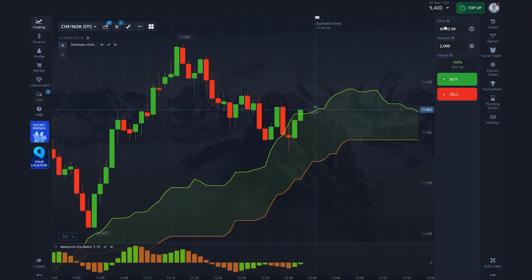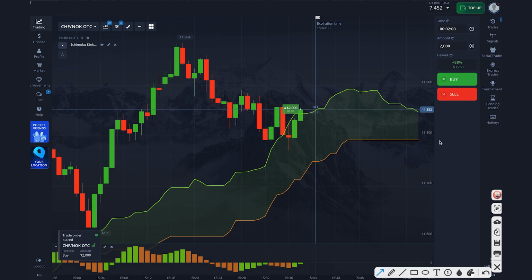I see a clear signal. Expiration time, 2 minutes. Open a sell trade for $2,000. The chart shows a confident downward movement, and all indicators clearly support the entry, making this the perfect moment to trade. All signals are consistent, confirming that the market will continue to move in the same direction.